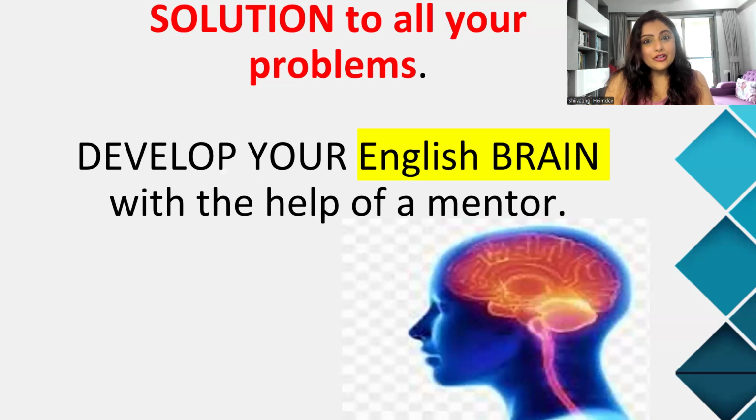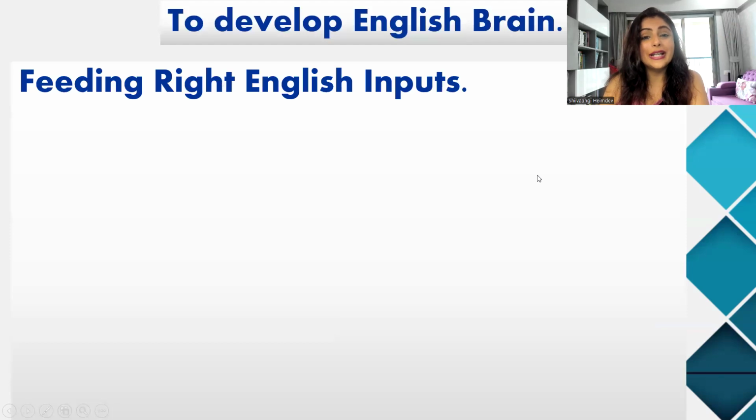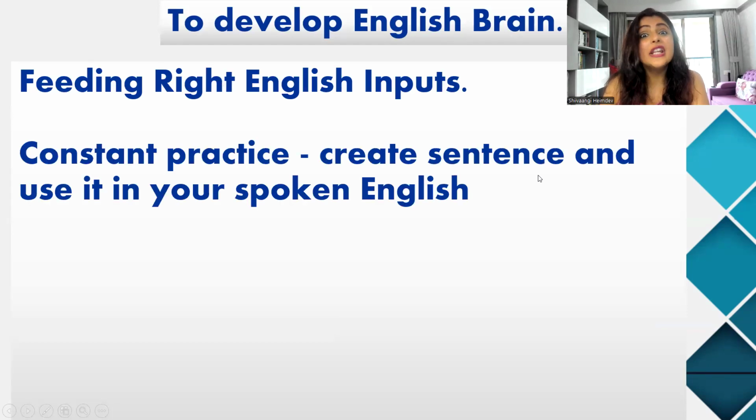Usually you can read, listen to podcasts, and continue doing the things that you have been doing, but those things are not very effective. Try to develop your English brain with the right mentor, because that mentor is going to fast track your progress, track it, and monitor it. So first, develop your English brain with the help of your mentor.